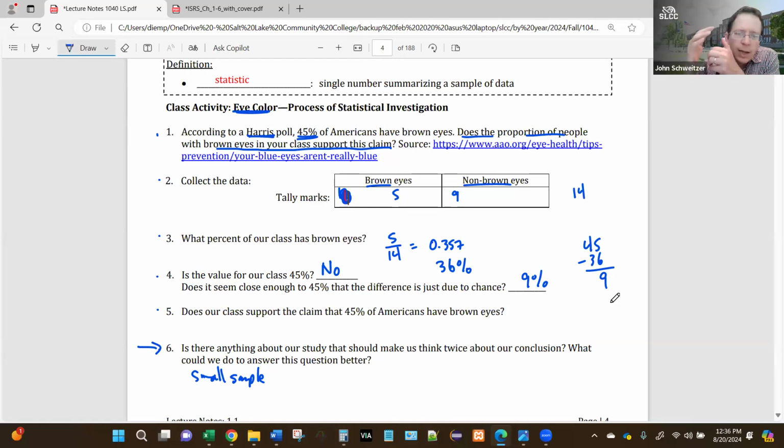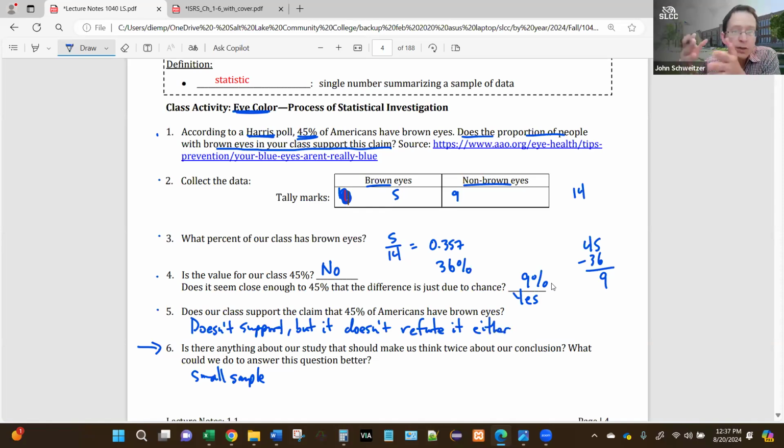It's the same question as the last problem. Is that difference possible? It's an illusion, right? Good. Yeah. 36 is actually close to 40%, right? So does our class support the claim that 45% of Americans have brown eyes? I wouldn't say that it supports it, but it doesn't refute it either, right? It's not really definitive either way.